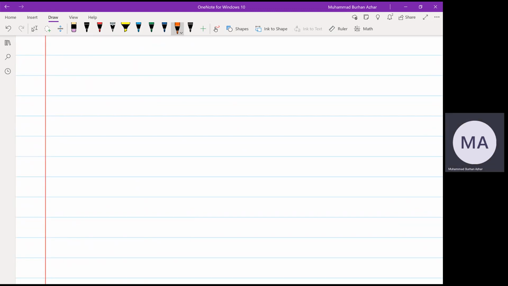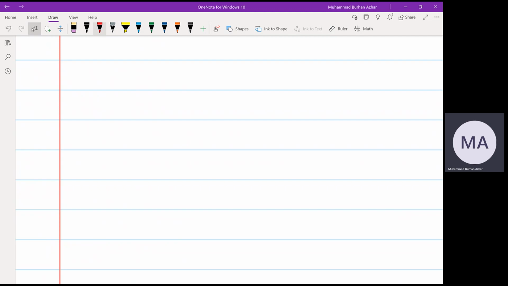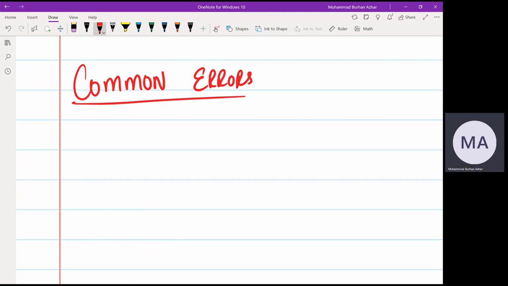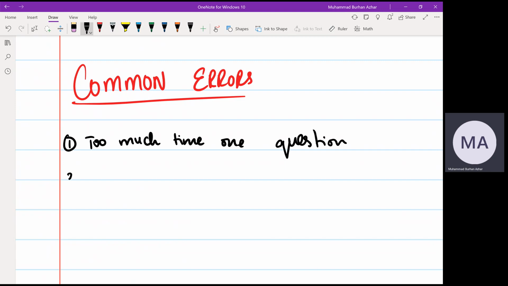Before some general advice, let's see what some common errors of students are. The first error is that students spend too much time on one question, and too much time on one question leaves you with less time for others, because of which your time management gets spoiled.